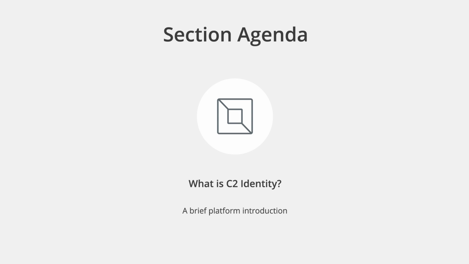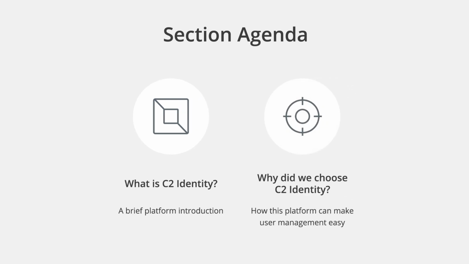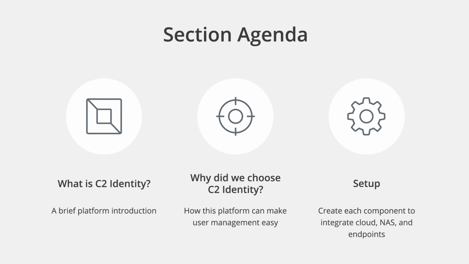Now, in this section, we're first going to take a look at what C2 Identity is because it is a fairly new platform and we want to make sure the entire Synology community is familiar with it. We're then going to move into why we chose C2 Identity for our specific deployment, and the main reason is that it makes it a lot easier to deal with all of your permissions and user credentials by having a centralized identity management platform like Synology C2 Identity. We're then going to move into the actual setup and create each component to integrate our cloud, NAS, and endpoint devices like our PCs and servers that might be on site.